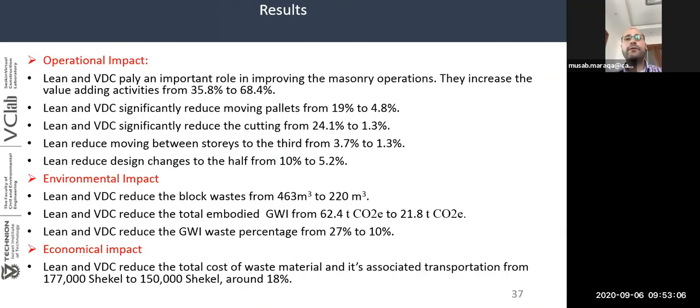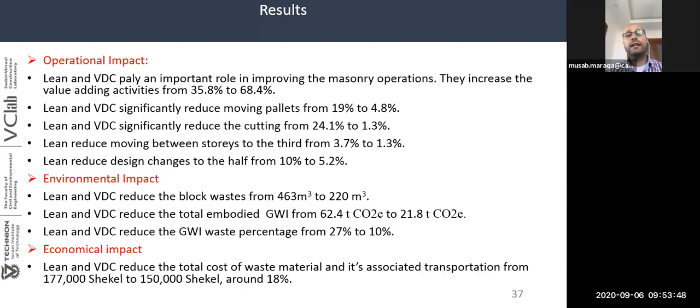So the results for this experiment cover three things: operational impact, environmental impact, and economic impact. The operational impact results show that lean and VDC play an important role in reducing the non-value adding activities and increasing the value adding activities from 35.8% to 68.4%. Also, it reduced moving pallets from 19 to 4.8%. It reduced the cutting from 24.1% to only 1.3%. It reduced moving between stories from 3.7 to 1.3%.